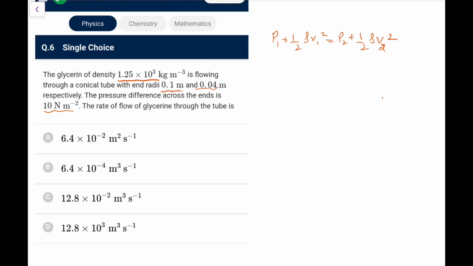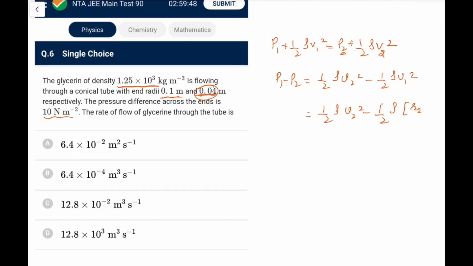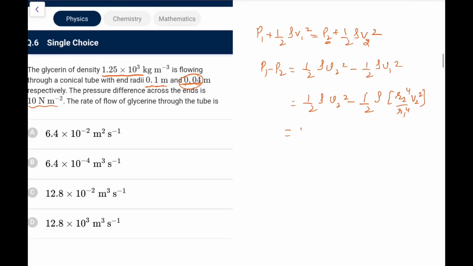Now here, out of the two, this has a smaller radius, so P2 would be lesser because V2 would be greater, so P1 would be greater. So P1 minus P2 is half rho V2 square minus half rho V1 square. Now I can write V1 from A1 V1 equals A2 V2, that would be proportional to R2 to the power 4 upon R1 to the power 4 into V2 square. So if you do this, half rho V2 square is common, times 1 minus R2 to the power 4 upon R1 to the power 4.